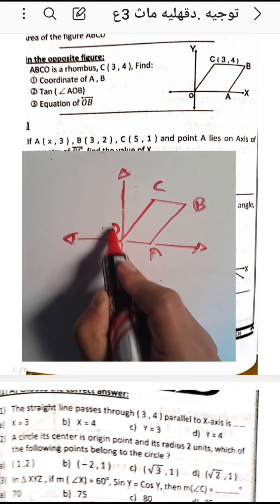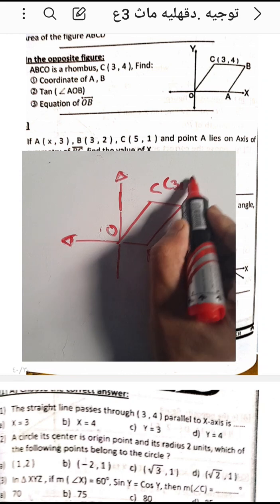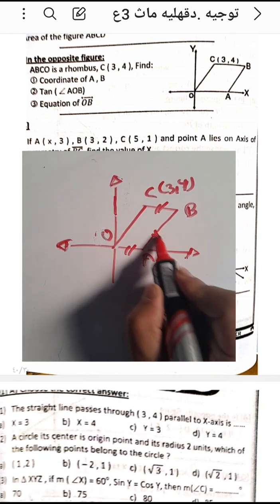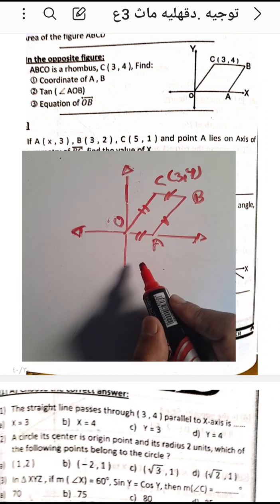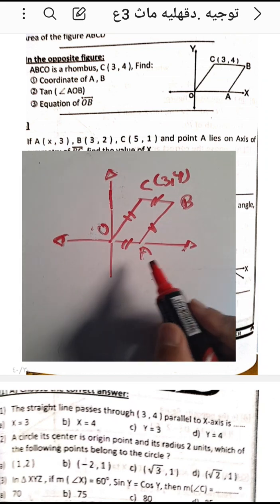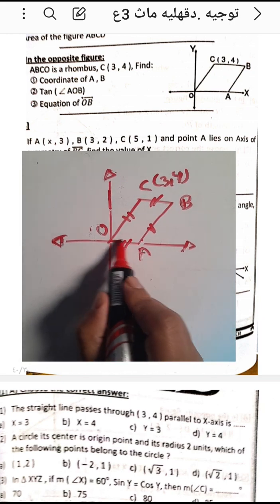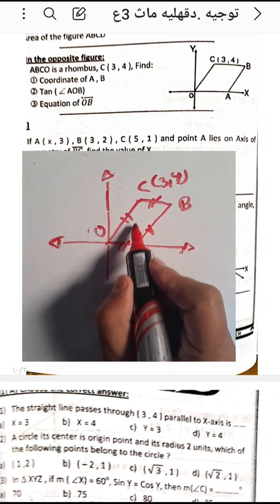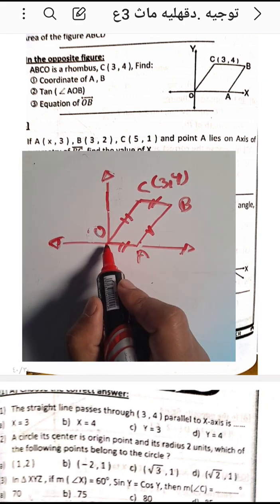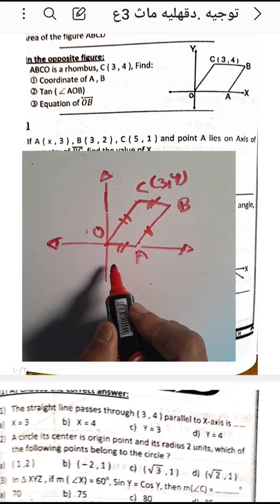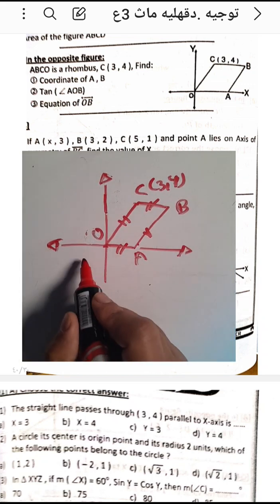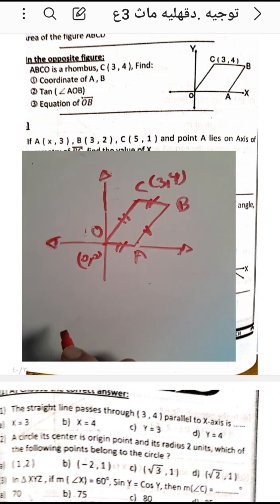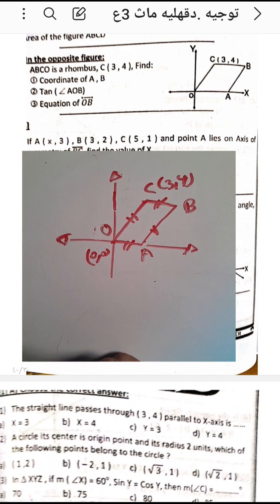Okay, never mind. The coordinates here are 3 and 4. We have 4 sides of equal length, and we want to find the coordinates of A and B. This side will be equal to this side. We go 3 across and up 4 here, and this point is 0 and 0. We can find the side length of this side.